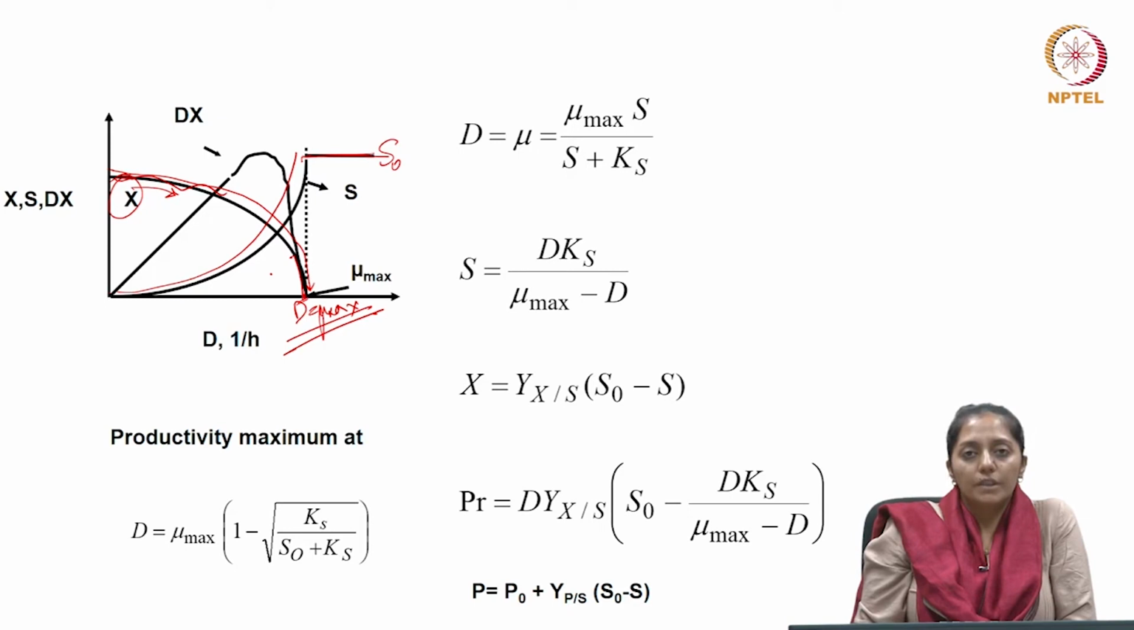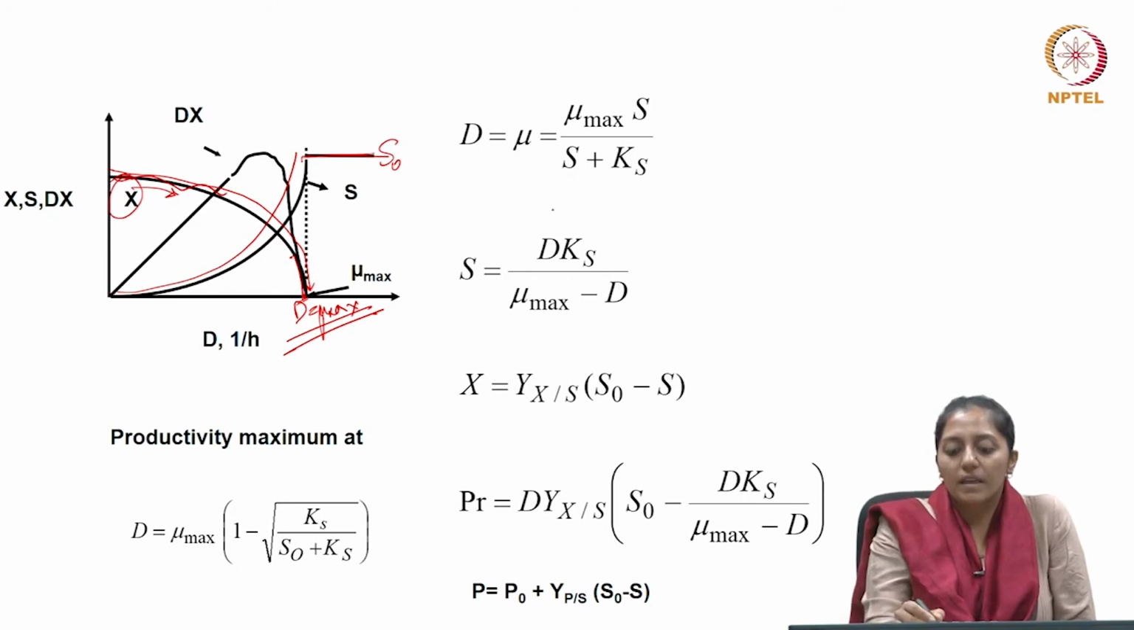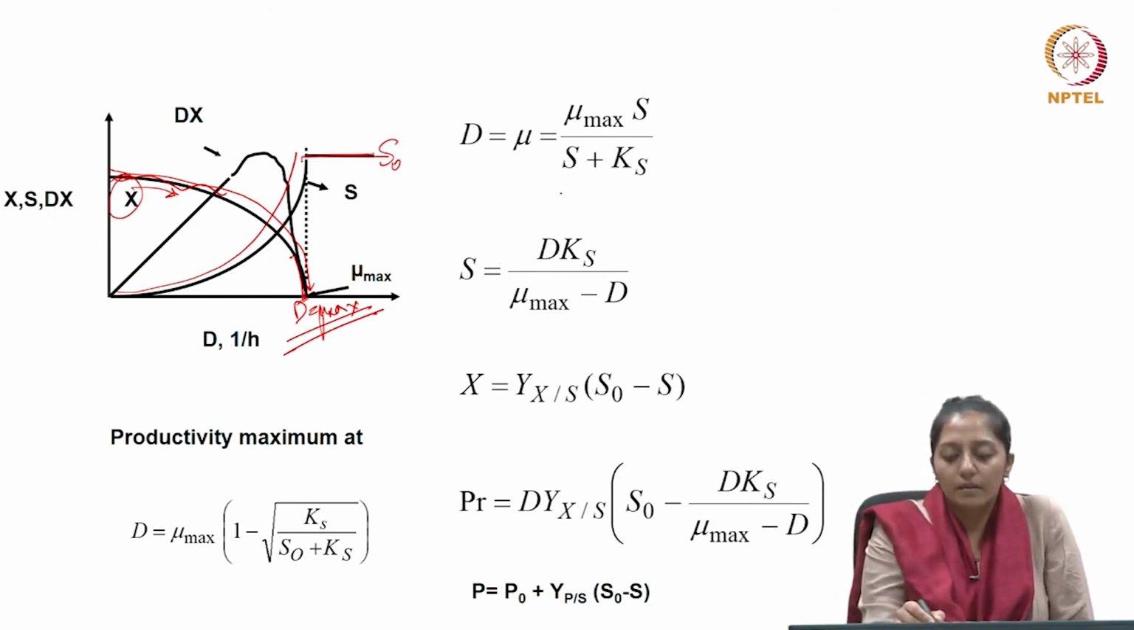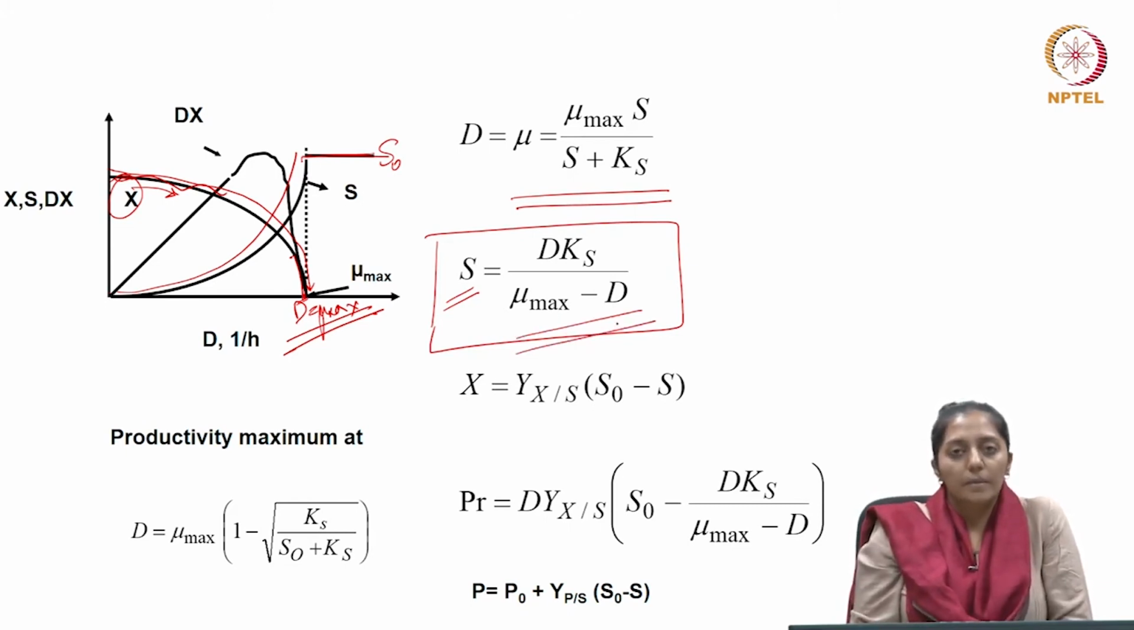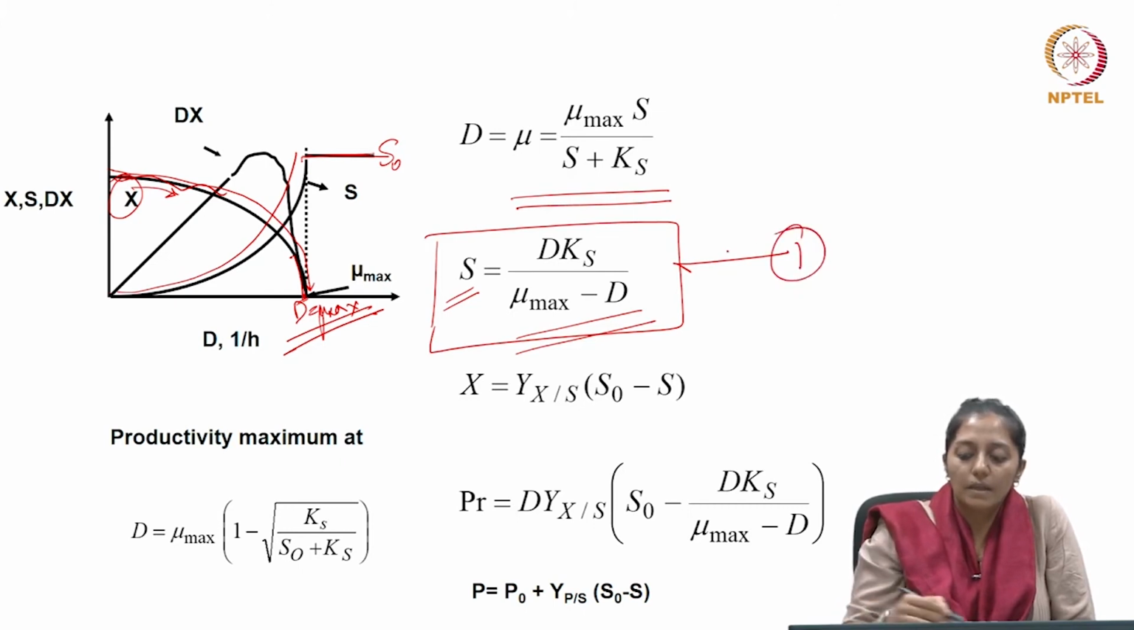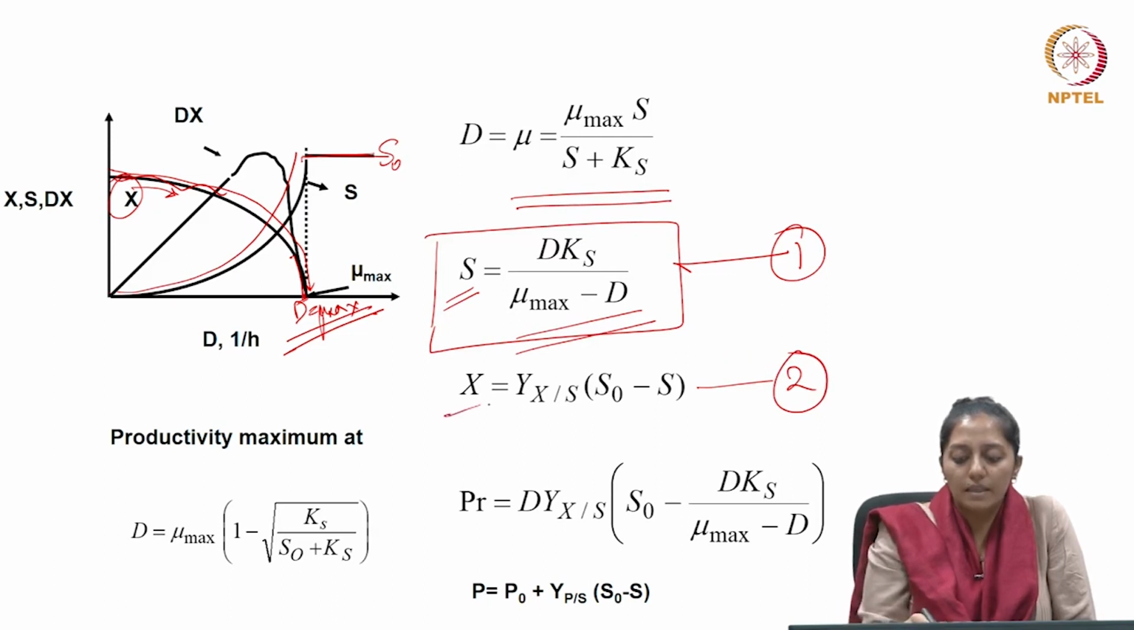So, if we need to determine the dilution rate at which the biomass productivity would be maximum, then let us see how we can calculate. We know the culture is following Monod's kinetics, we will do the rearrangement, and we also know from the last few lectures that for a chemostat at steady state, the steady state substrate concentration can be related to the dilution rate by this function given, let us name it as equation 1, and for a chemostat at steady state, the steady state biomass can be related to the steady state substrate concentration as shown in equation 2.